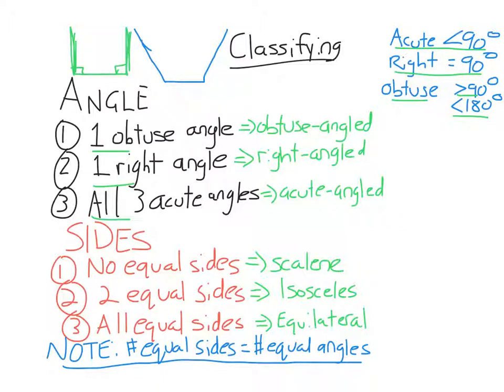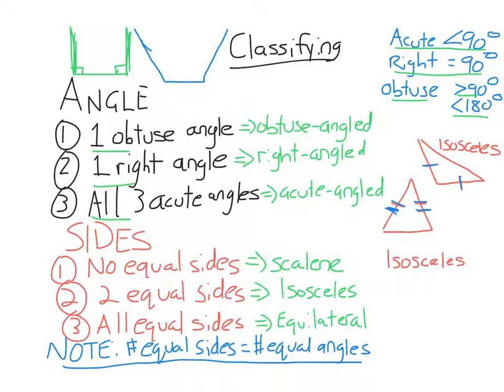So let's look at some examples. What I want you to note is that these little dashes indicate equal. So two dashes here and two dashes there mean these two sides are equal. Similarly, this dash and this dash mean those two sides are equal. So these two triangles in red are both isosceles triangles because they have two equal sides.